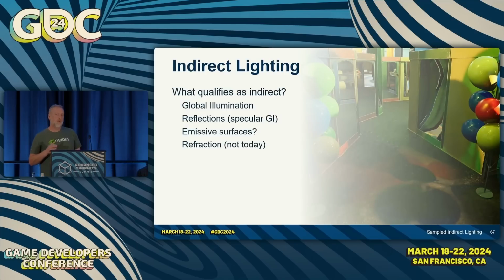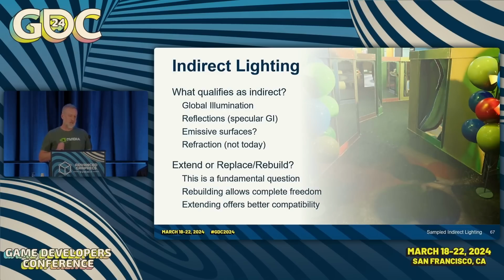Global illumination, reflections or specular GI, emissive surfaces, you could argue either way. For the purposes of Unreal 5, I'm going to say that it belongs in the indirect lighting case. I'm not going to talk about refraction today. Again, we want to extend, replace, rebuild.